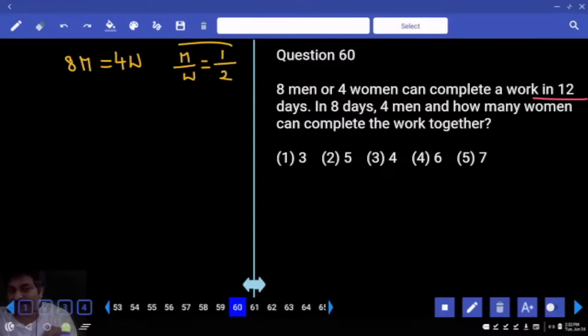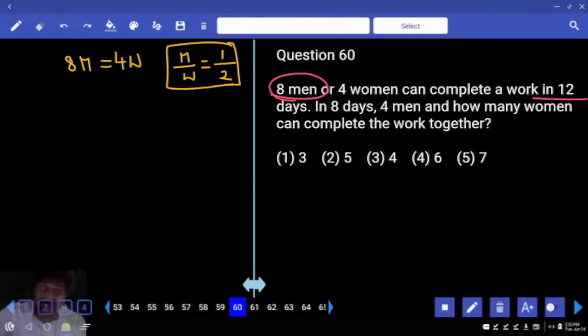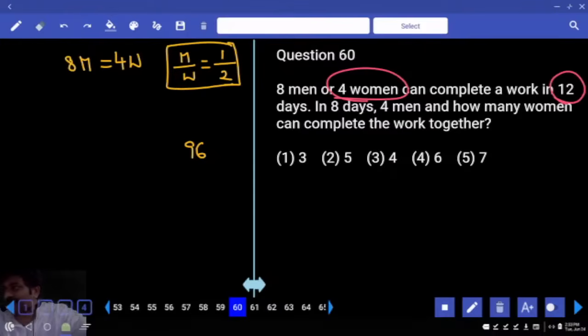So man does 1 unit, woman does 2 units. If 1 man does 1 unit, 8 men will do. 8 men take how many days to complete the work? 8 into 12, 96 units is the total work. Now, 1 woman does 2 units. 4 women do, and in 12 days they'll do 8 into 12. 96 units is our total work.